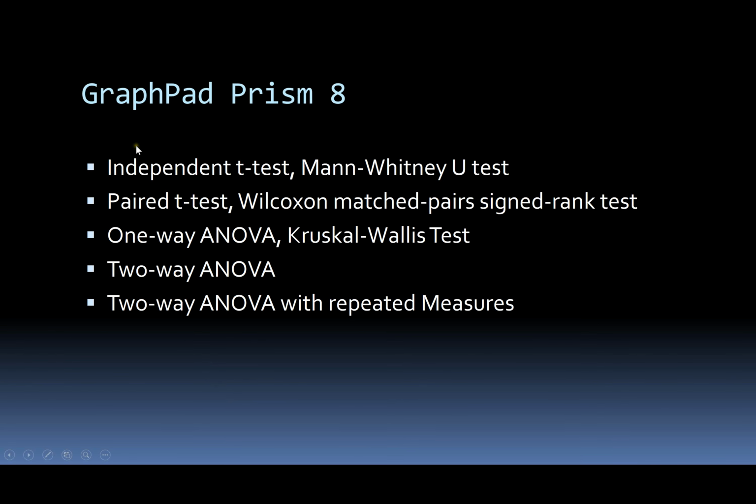In this video, we will see different kinds of tests and how to perform them using GraphPad Prism 8: independent t-test and Mann-Whitney U-test, paired t-test and Wilcoxon matched pairs signed rank test, one-way ANOVA and Kruskal-Wallis test, two-way ANOVA, and two-way ANOVA with repeated measures, also known as repeated measures ANOVA.